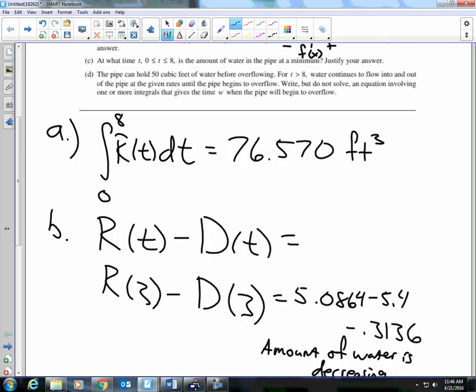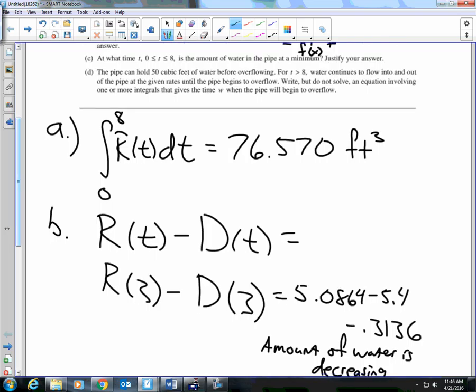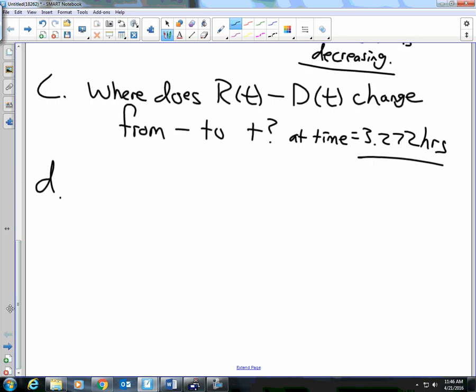20. So it says for time greater than 8, water continues to flow in and out of the pipe at given rates until the pipe begins to overflow, right? But do not solve an equation involving one or more integrals that gives the time w when the pipe begins to overflow. So I want to know when there's a total amount of 50, right? So what do I start with? How much do I start with in the pipe? 30.